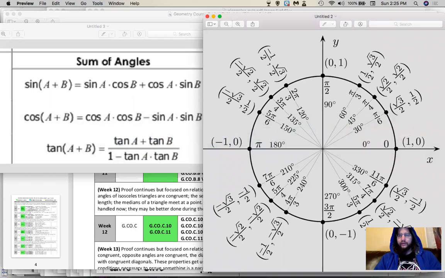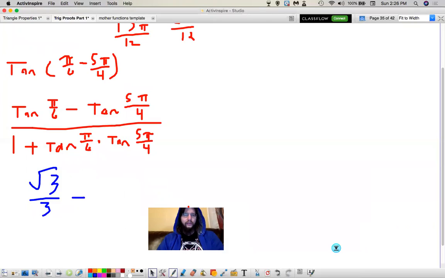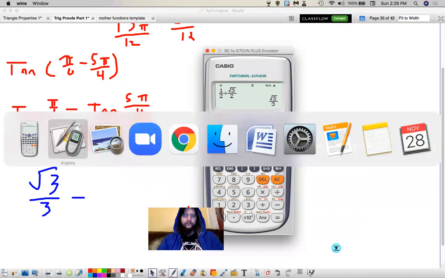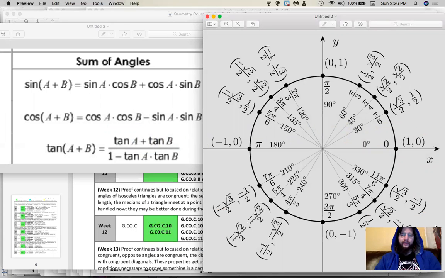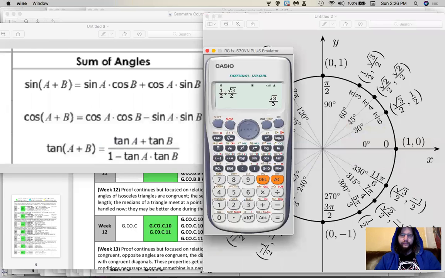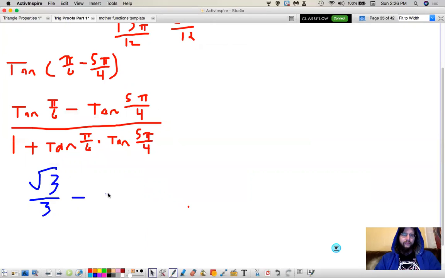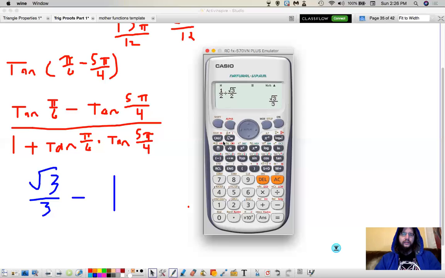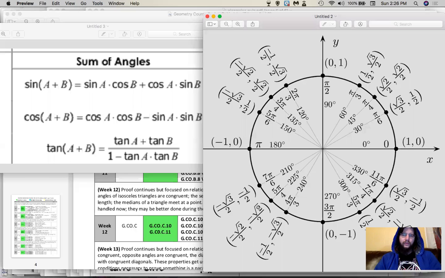We look at 5 pi over 4. Okay, so 5 pi over 4, that's going to be a positive 1. It's negative square root of 2 over negative square root of 2, so the same thing divided by itself is 1. You can type it in if you want. Not going to. So tangent of 5 pi over 4 is this divided by each other, 1.